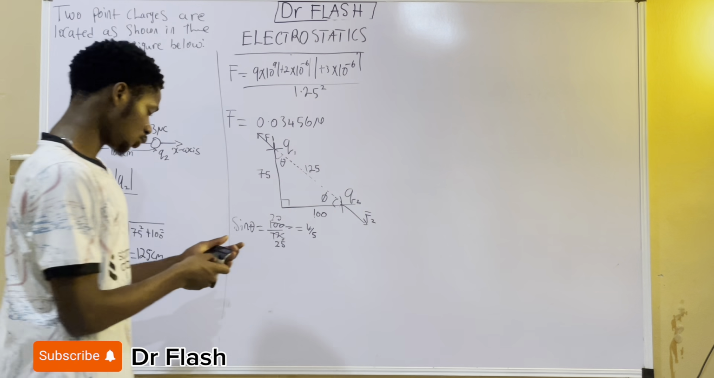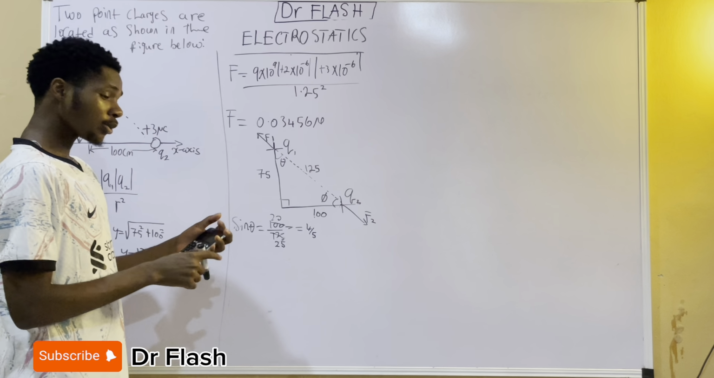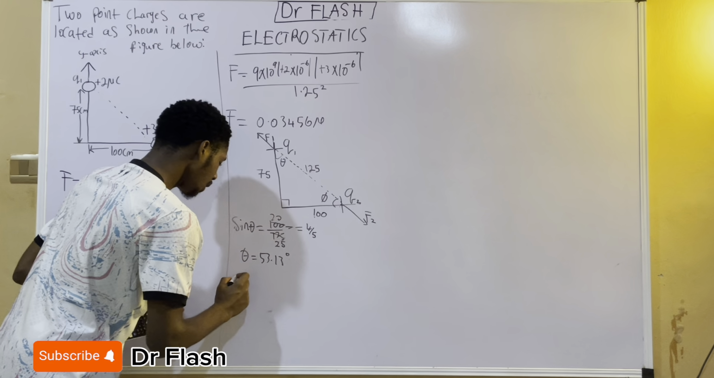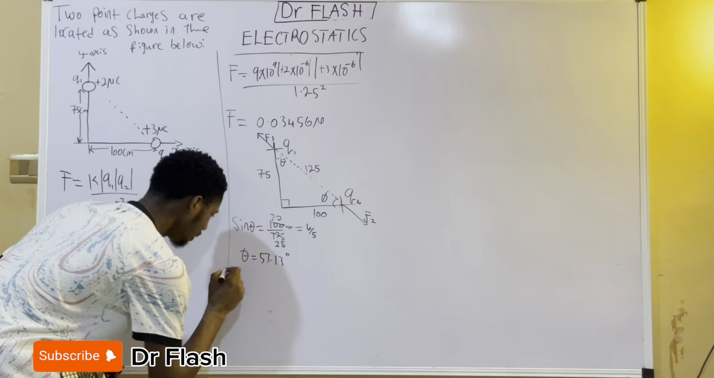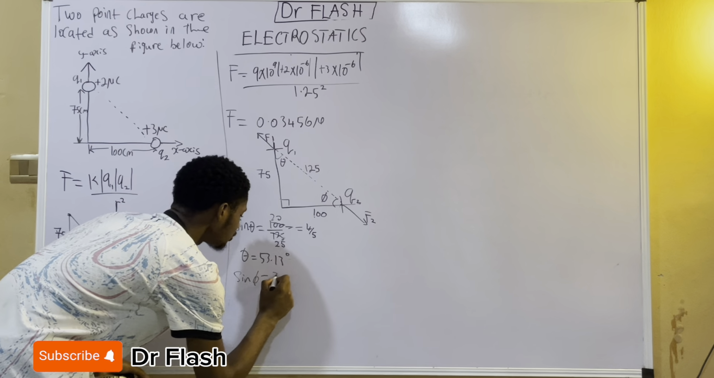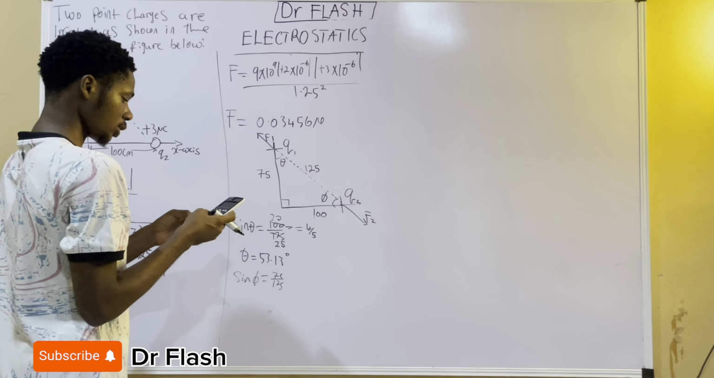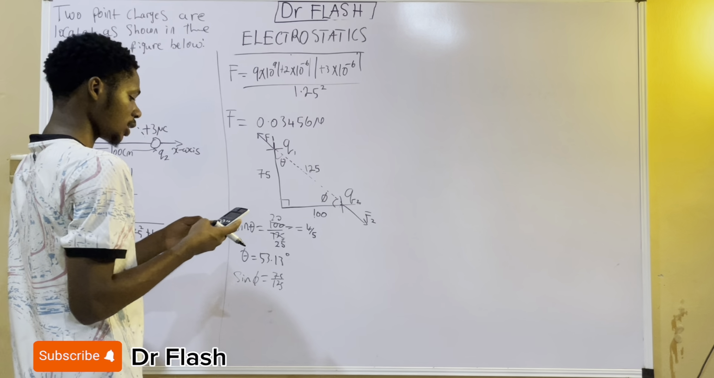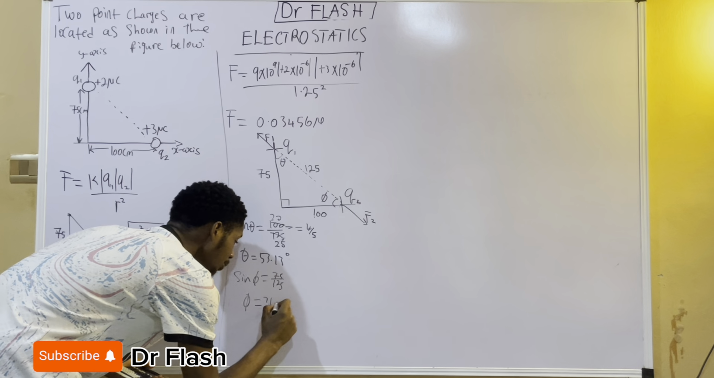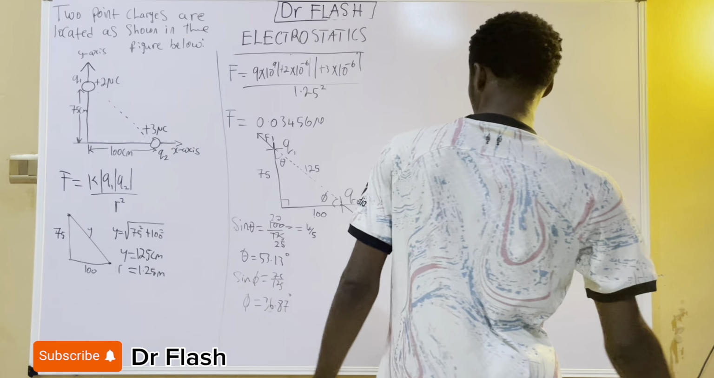Let's find the value of theta. To find the value of theta, we'll take the sine inverse of 4 over 5. That gives us 53.13, so theta is equal to 53.13 degrees. And then to find phi, we could as well use sine again. Sine phi is equal to opposite over hypotenuse, 75 over 125. So take the sine inverse of 75 over 125, and what you get is approximately 36.87. So phi is equal to 36.87 degrees approximately.